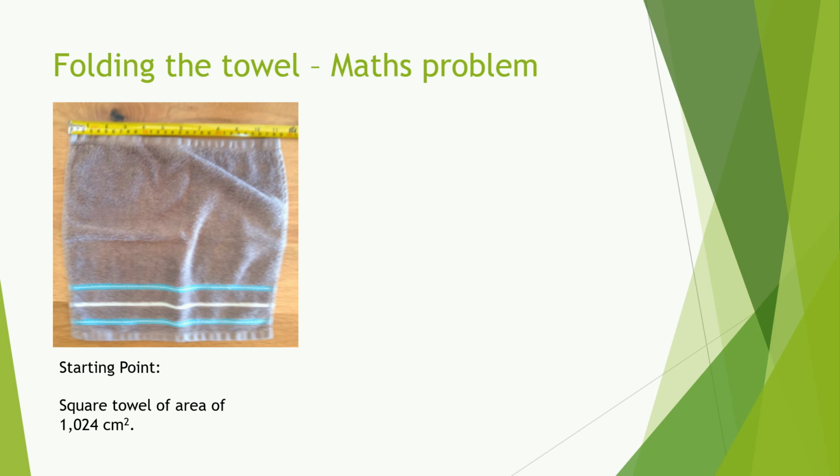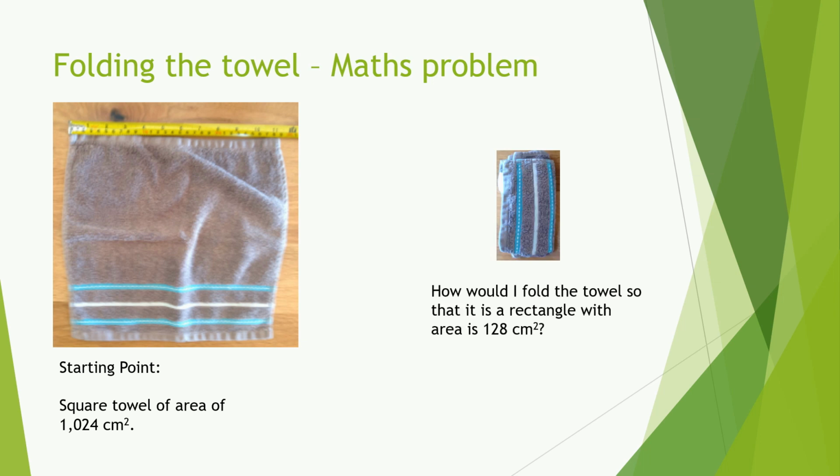This time, I tell them that the area of the towel is 1,024 centimetres squared. I would show them that picture and ask, how would I fold the towel so that it is a rectangle with an area of 128 centimetres squared? So it's exactly the same problem as what I gave before in terms of the real world situation. I'm just taking a square towel, doing some folding and ending up with a result. But this time I'm putting in some numbers.